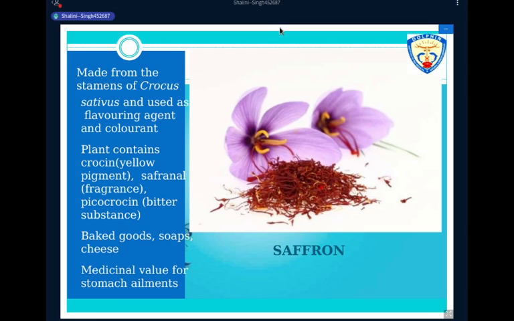Saffron contains crocin, that is yellow pigment, safranal, that is fragrance, and picrocrocin, that is bitter substance. So these are the three secondary metabolites which give saffron its characteristic flavor, color, and taste. It is used in baked goods, soaps, cheese, and it has medicinal value for different stomach ailments also.